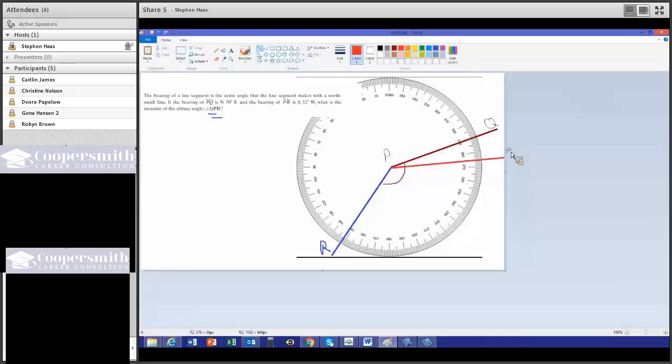Now, to get from here all the way down to straight down has to be another 90. So we've got 20 plus 90, which is already 110. Then we went another 32 degrees. And 110 plus 32 is 142 degrees. See how I counted that?